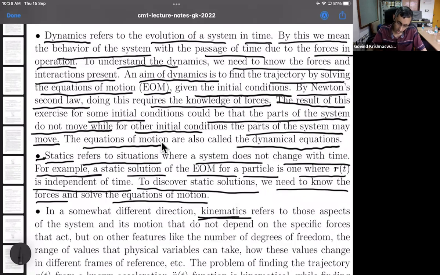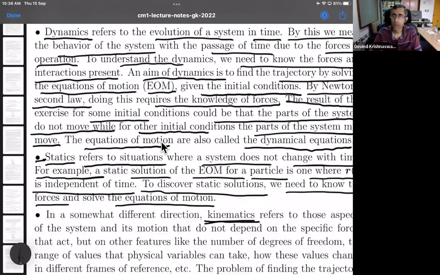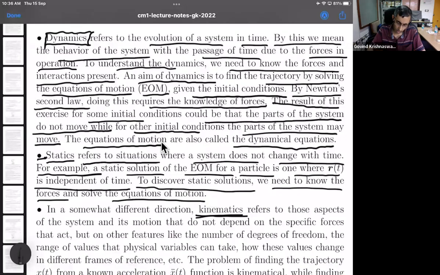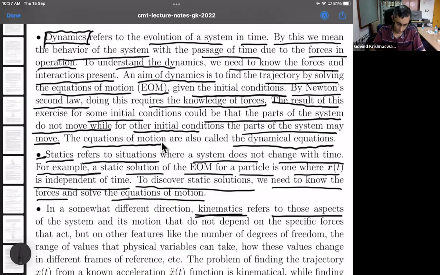Okay. Kinematics is somewhat, I would not like to use the word opposite, but it is somewhat complementary to dynamics. The dynamics and kinematics are sort of complementary parts of the problem. Very roughly speaking, but it's useful to have such a distinction sometimes. So kinematics refers to those aspects of a system and its motion that do not depend on the specific forces that act. Okay, so this is loosely the part of the problem of motion which doesn't concern itself with the forces in operation, but is concerned with other features. Now, what those other features may be?